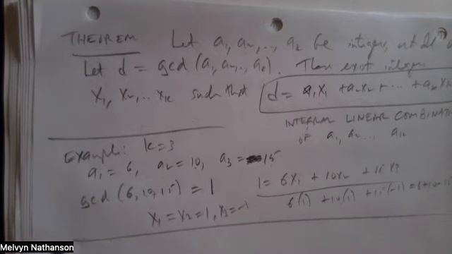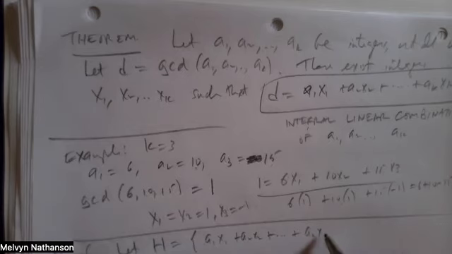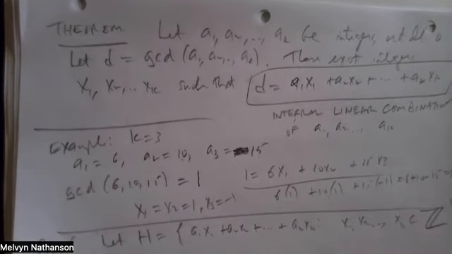So how do we prove this? So suppose we let H be the following set of integers. All integers of the form A1x1 plus A2x2 up to A sub k, x sub k, where x1, x2, and so forth up to x sub k run through the set of all integers. So all integers of this form.